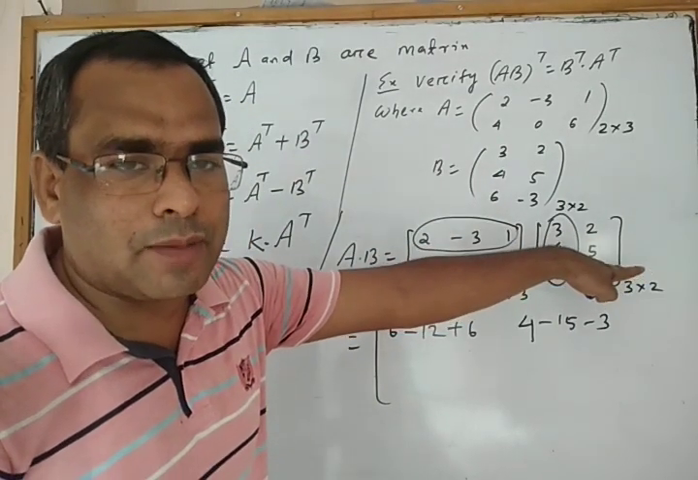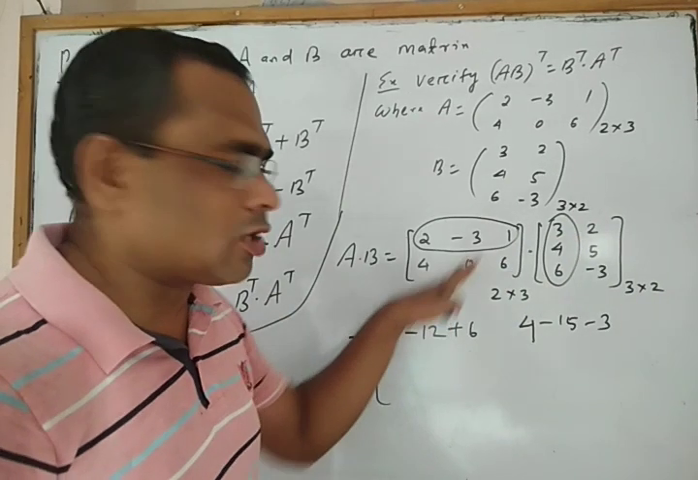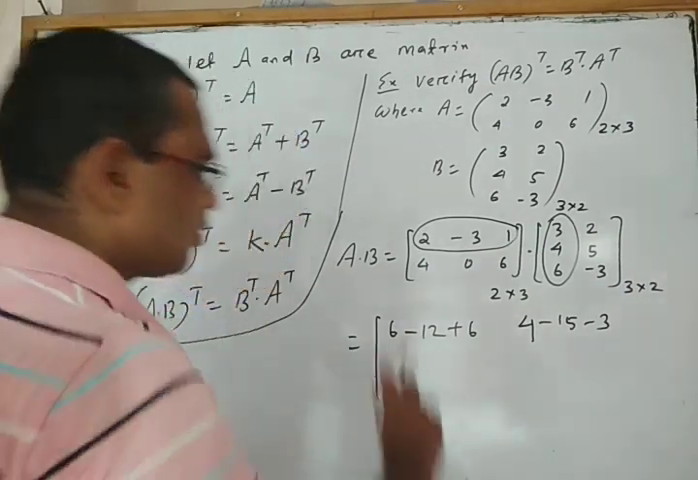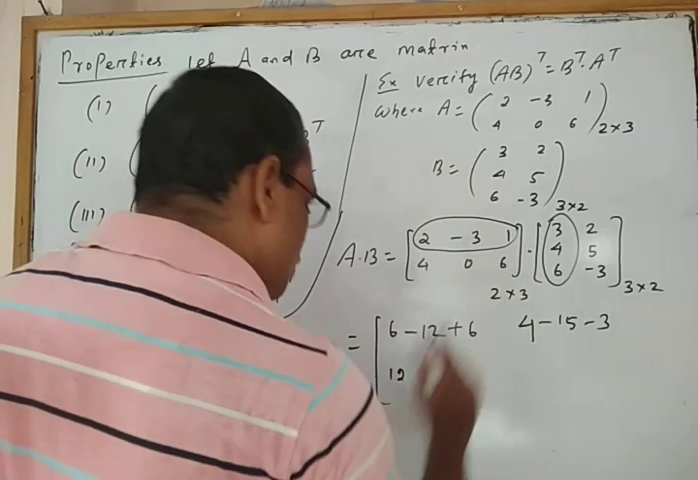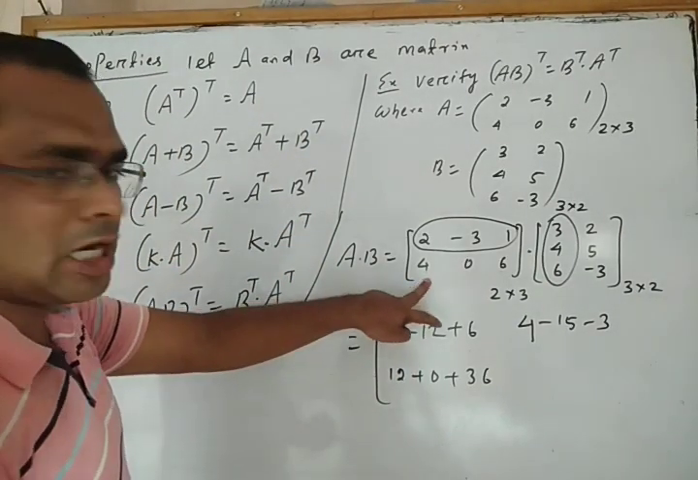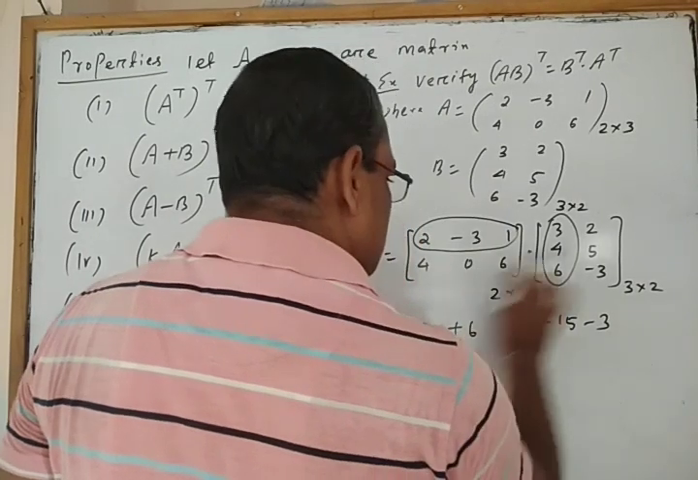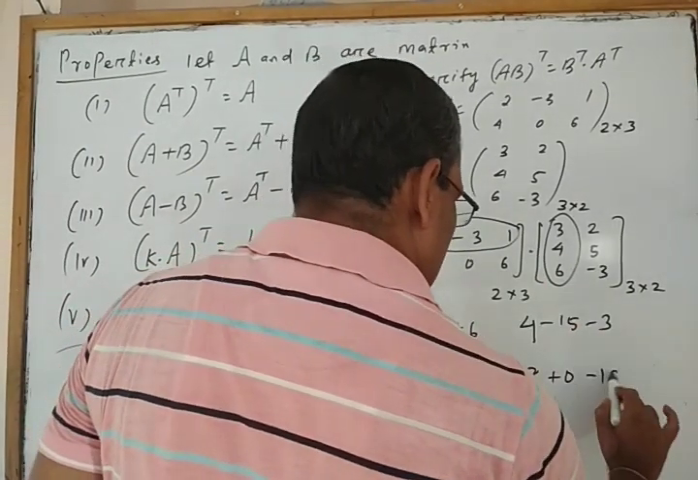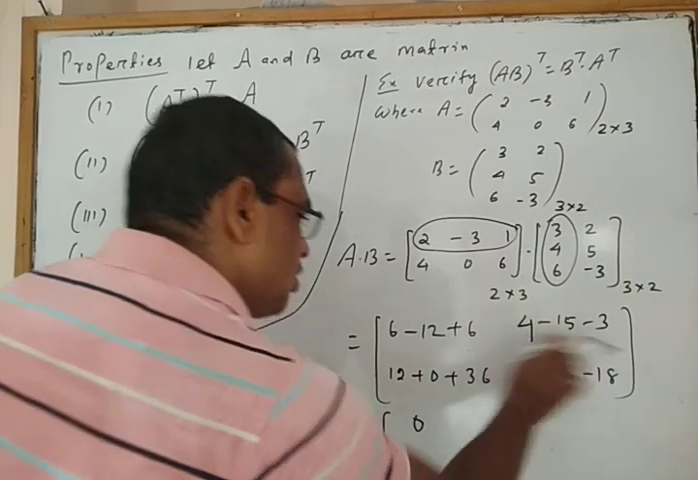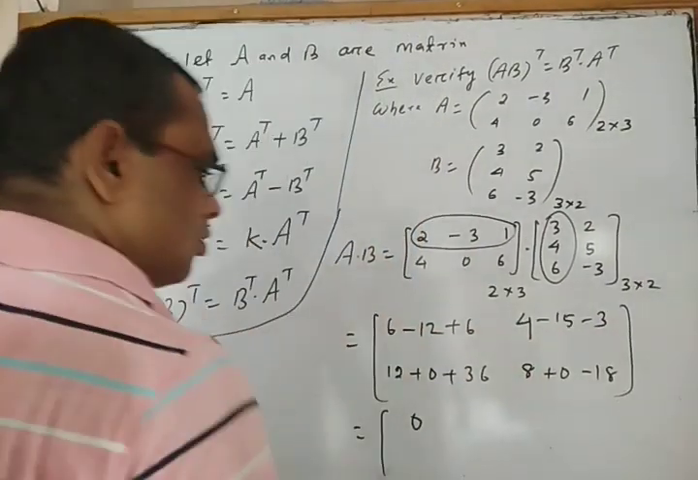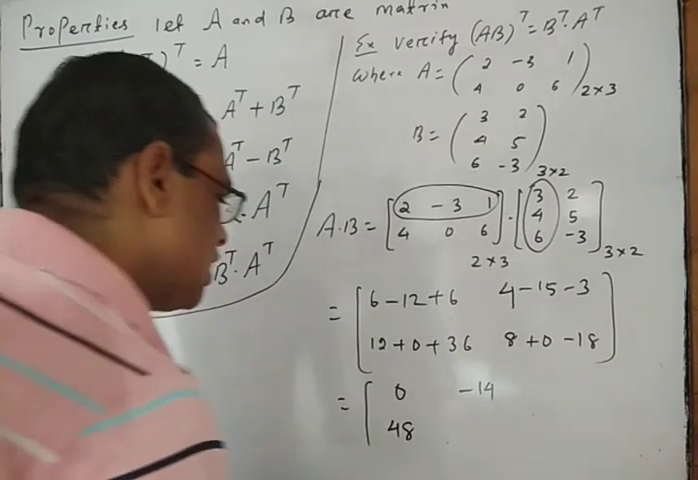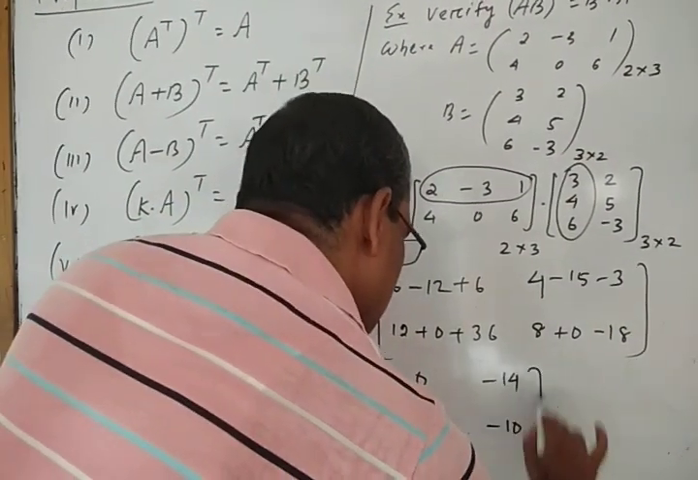Now multiply with the second row: the second row with the first column, and the second row with the second column. 4 into 3 is 12, 0 into 4 is 0, 6 into 6 is 36. Then multiply the second row into the second column: 4 into 2 is 8, 0 into 5 is 0, 6 into minus 3 is minus 18. So the first entry is 6 plus 6 is 12, minus 12 is 0, and the next is 4 minus 18, which is equal to minus 14. Then 12 plus 36 is 48, and 8 minus 18 is equal to minus 10. Clearly its order is 2 cross 2.